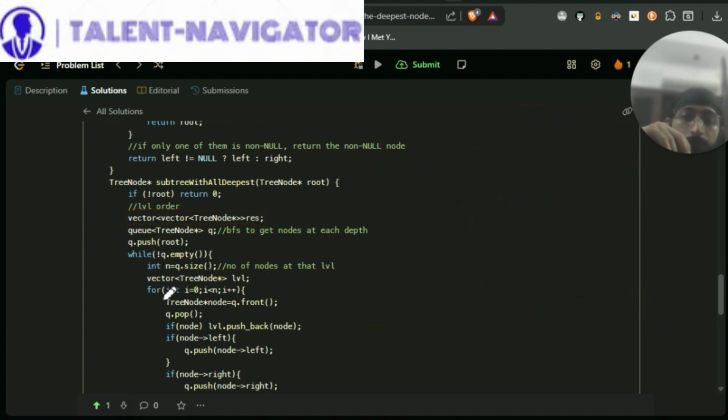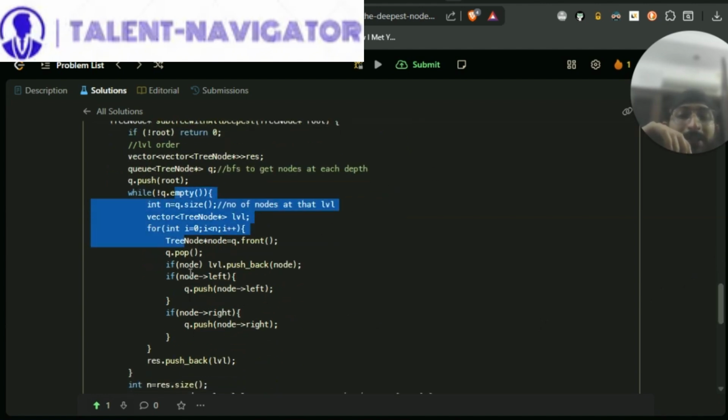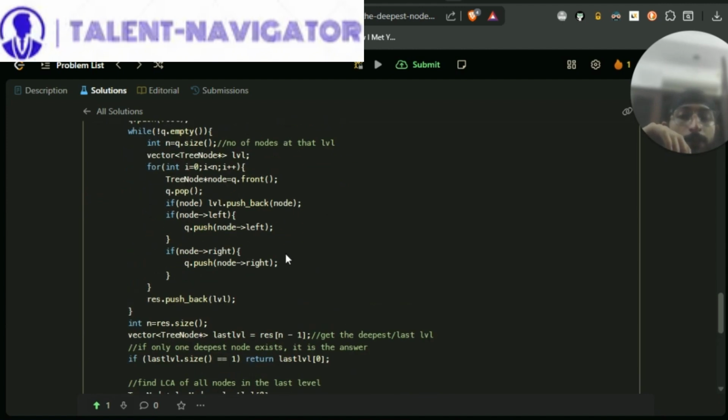Now for int i equal to 0, i less than n, i plus plus, we are going over all the nodes in that level. Node is equal to q dot front and we pop out the node. If the node is not null, we push it into the level, and we check if node's left exists, we push that into the queue, and if node's right exists, we push that. We are performing this to populate our level and finally our result. So res dot push back level. So we've gotten our level order traversal res.